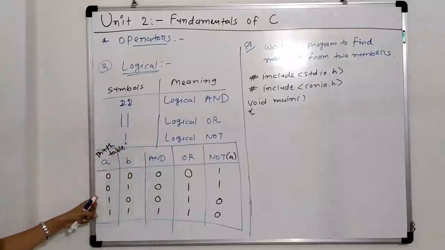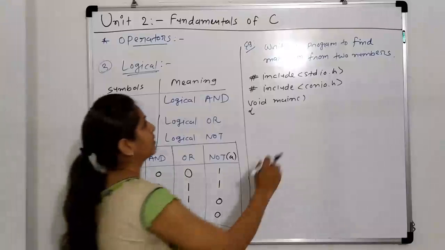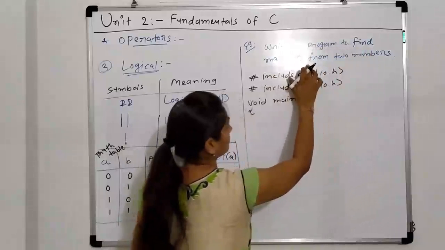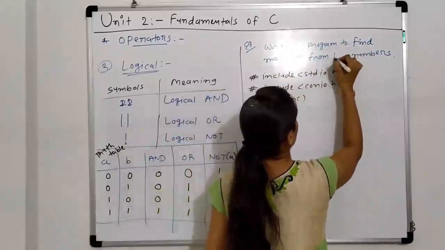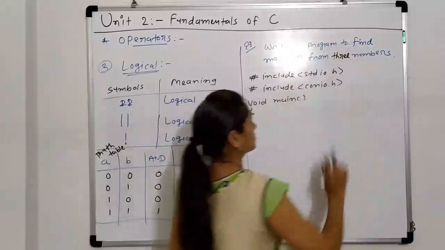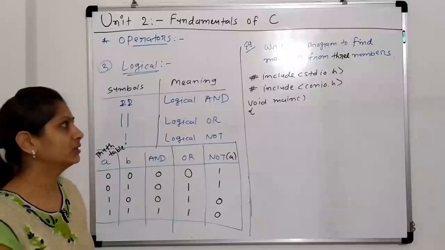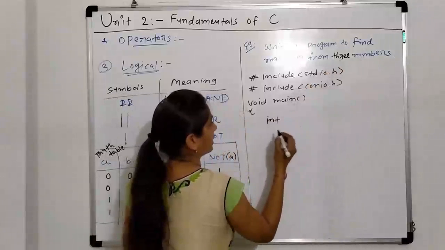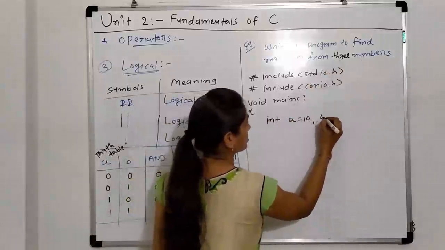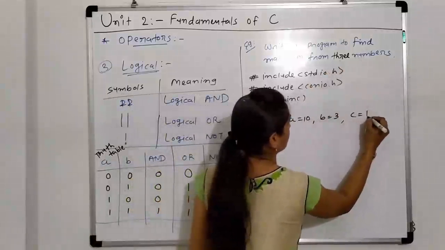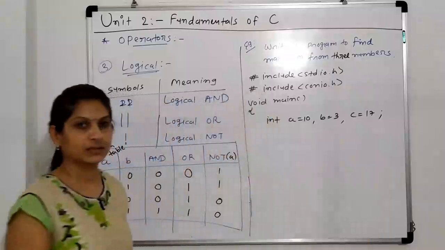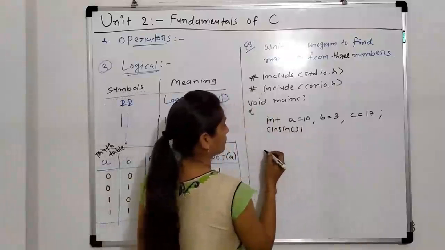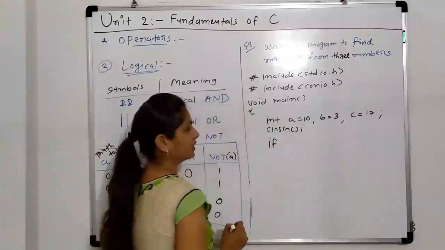Now write down the example. Here I am writing the same program. Write a program to find the maximum from not 2 but 3 numbers. From 3 numbers, we have to input the first 3 numbers. So here I am writing integer A 10 suppose, B 3 and C suppose 17. Clear? Clear screen. Then after that comes our logic, that is the if condition.